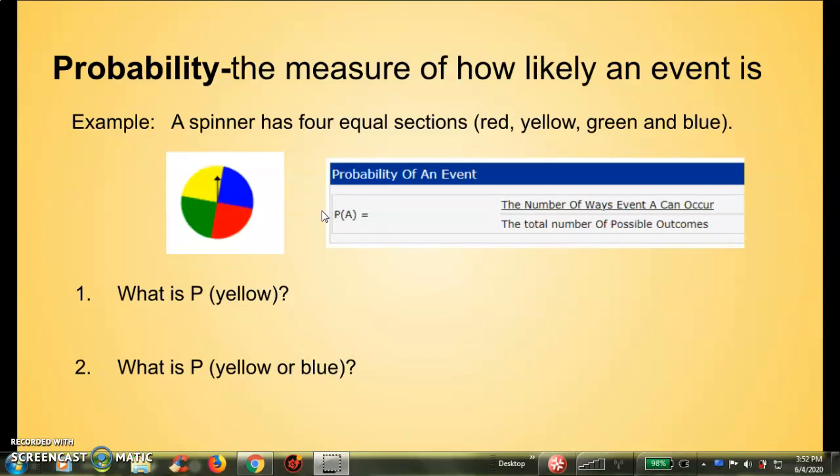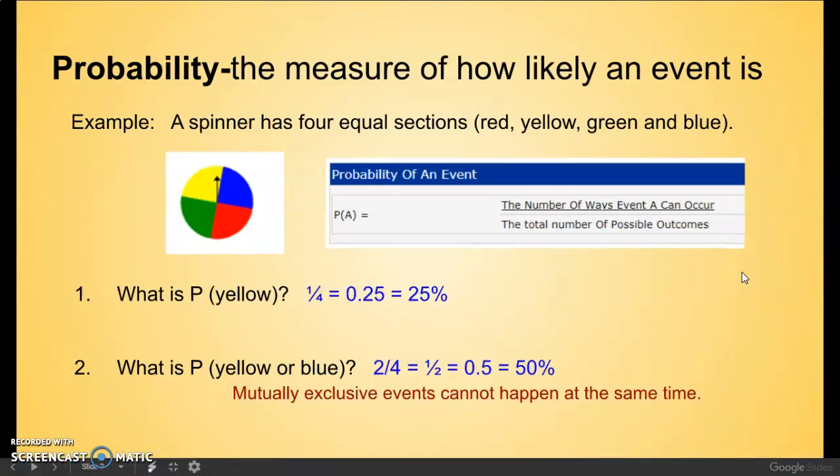But I want to remind you real quickly how you find probability. Probability is simply a fraction. All right, so here's this event. We're calling it A. So it would be the number of ways event A can occur over the total number of possible outcomes. So what is the probability of spinning yellow? How many times can that occur? Well, that's only one section. So it would be 1 out of the total number of outcomes. So it's going to be 1 out of 4. All right, let's take a look at the next slide.